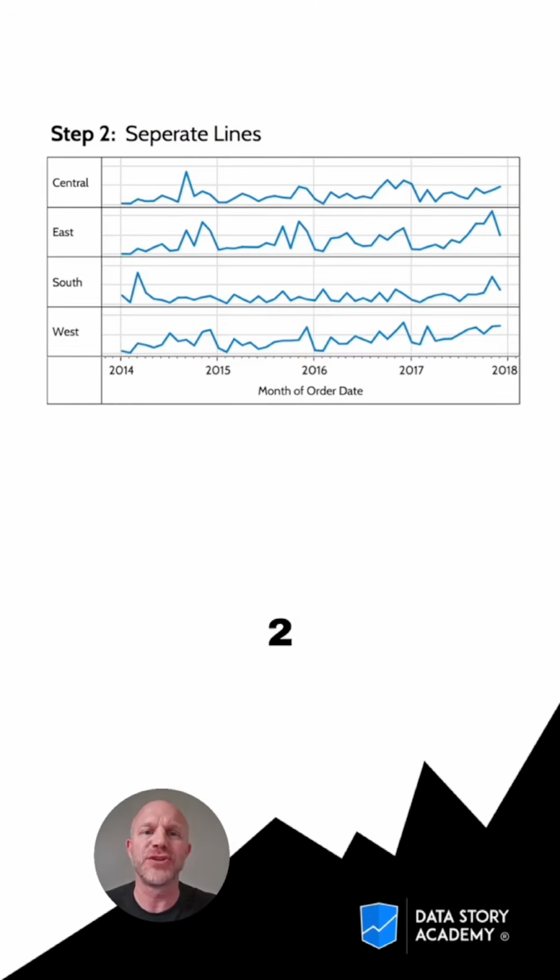This line chart has 4 lines in it representing 4 regions. Then step number 2, separate the lines out by breaking them out by individual regions so you can start to see the pattern for each region. This is the first version of your Sparklines.